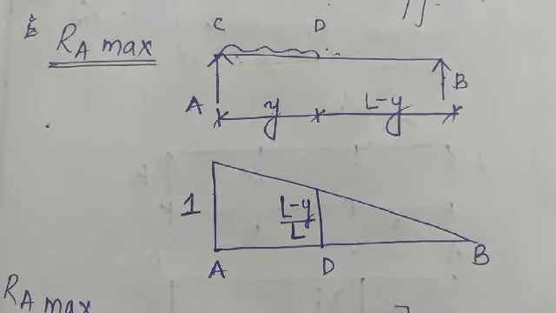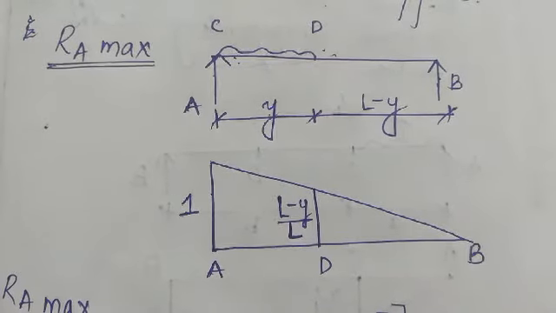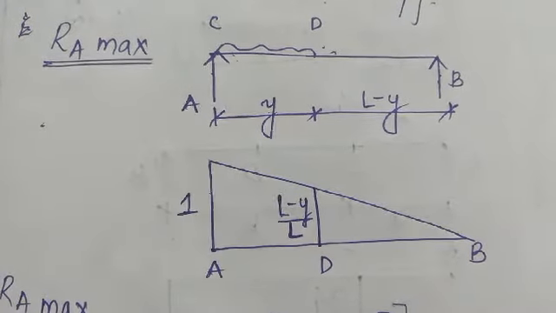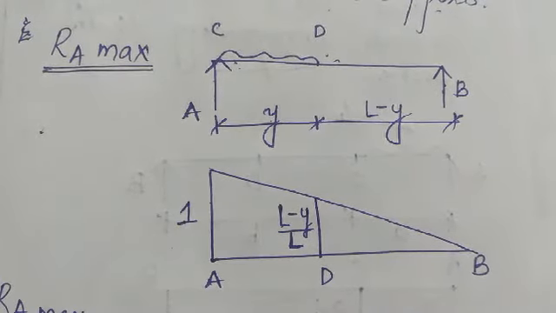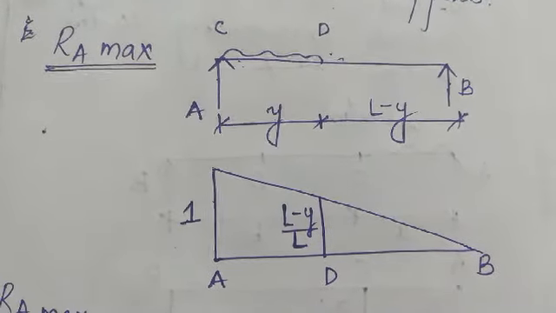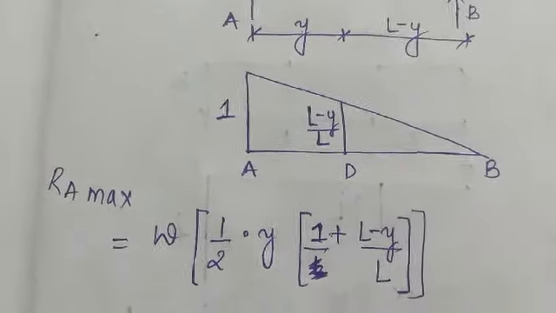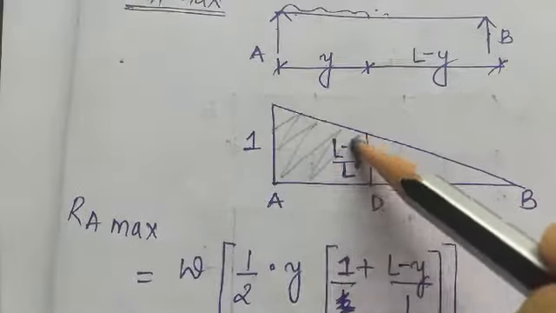Then calculate the ordinates at C and the ordinate at D. Since C is at A, the ordinate at A will be the maximum, and that is 1. So at D we can calculate using similar triangles. Now how can RA max be calculated? Load multiplied by the area under the UDL.